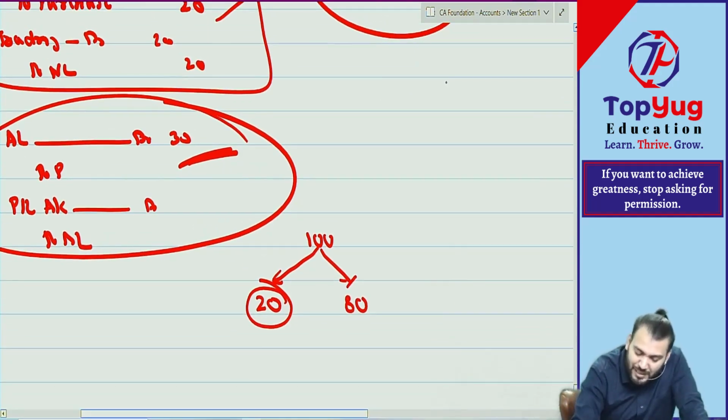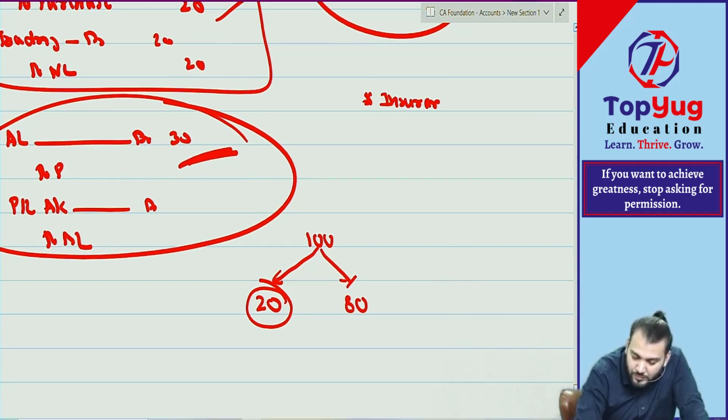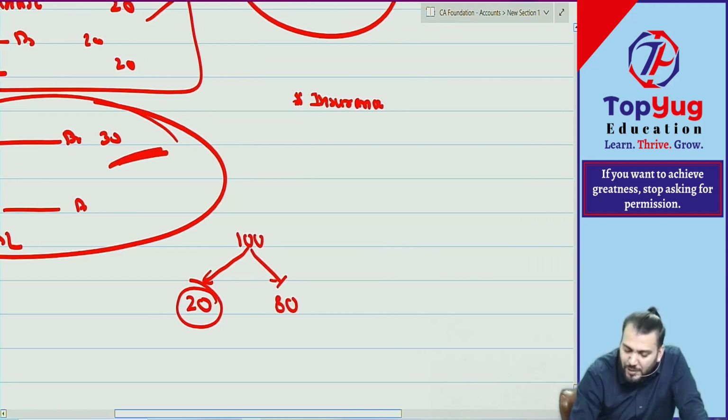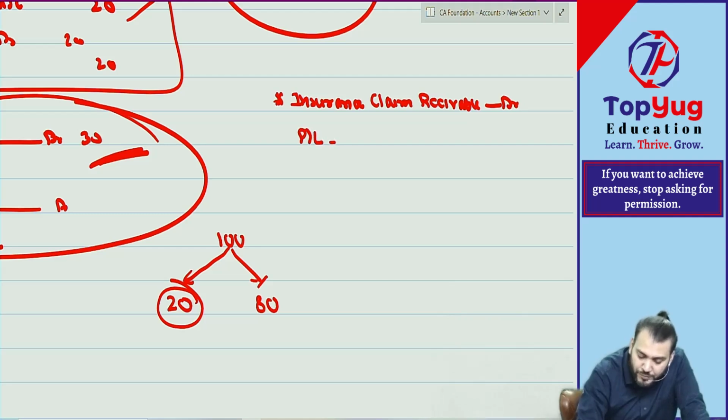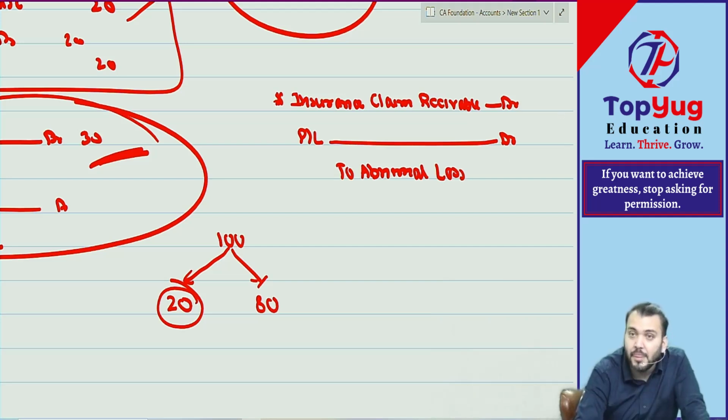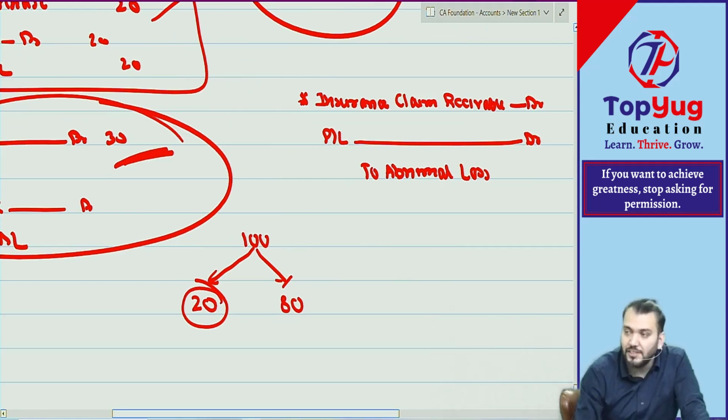Tell me, I am writing here. Either you can write insurance company account debit or insurance claim receivable account debit. Profit and loss account debit to what? Abnormal loss. Have you understood this adjustment entry? Correct. Written.